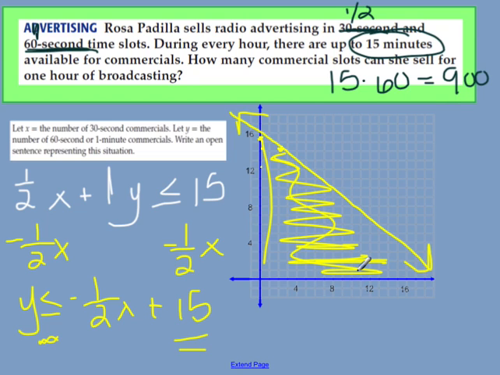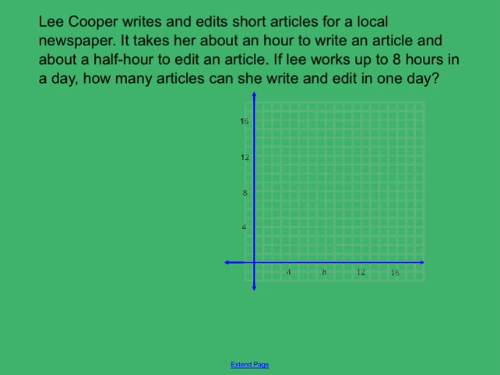Let's take a look at number 3. So for number 3, it says that Lee Cooper edits and writes short articles for a local newspaper. It takes her about an hour to write an article and about a half an hour to edit an article. If Lee works up to 8 hours in one day, how many articles can she write in one day? Well, let's take a look at this. Okay, so first of all, what I want to notice is that an hour to write an article. So I want to put everything in the label hours.